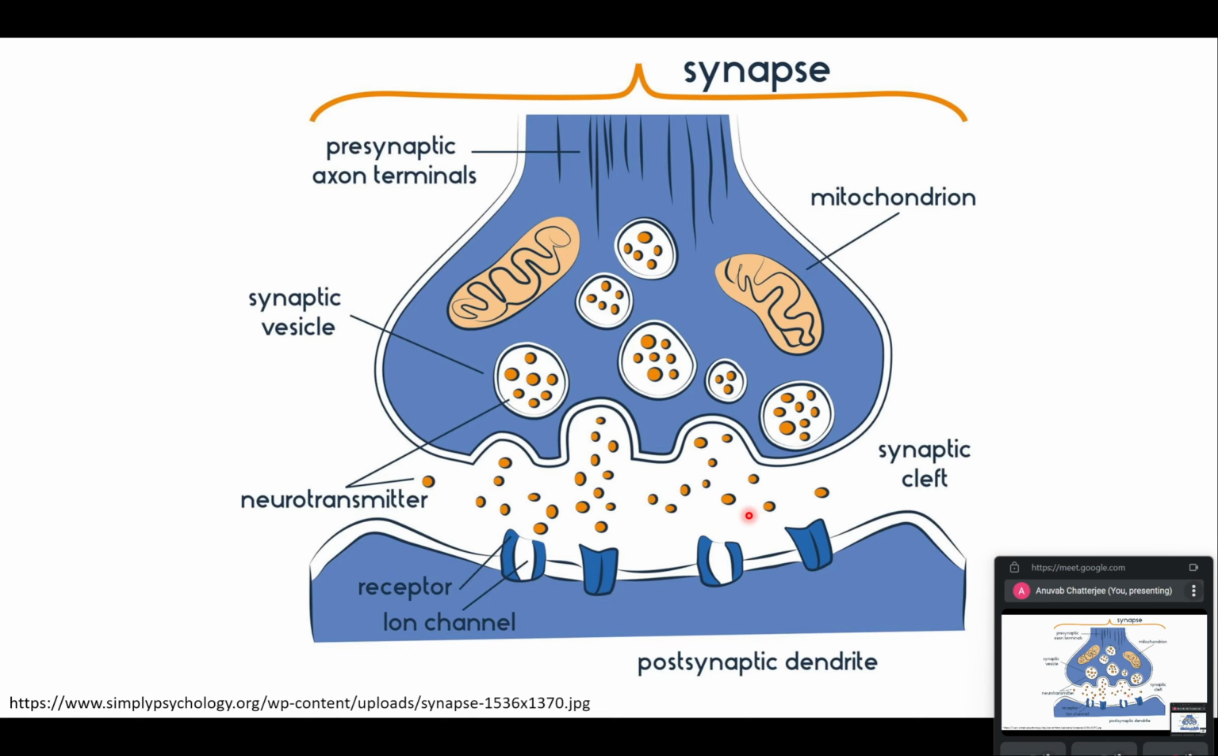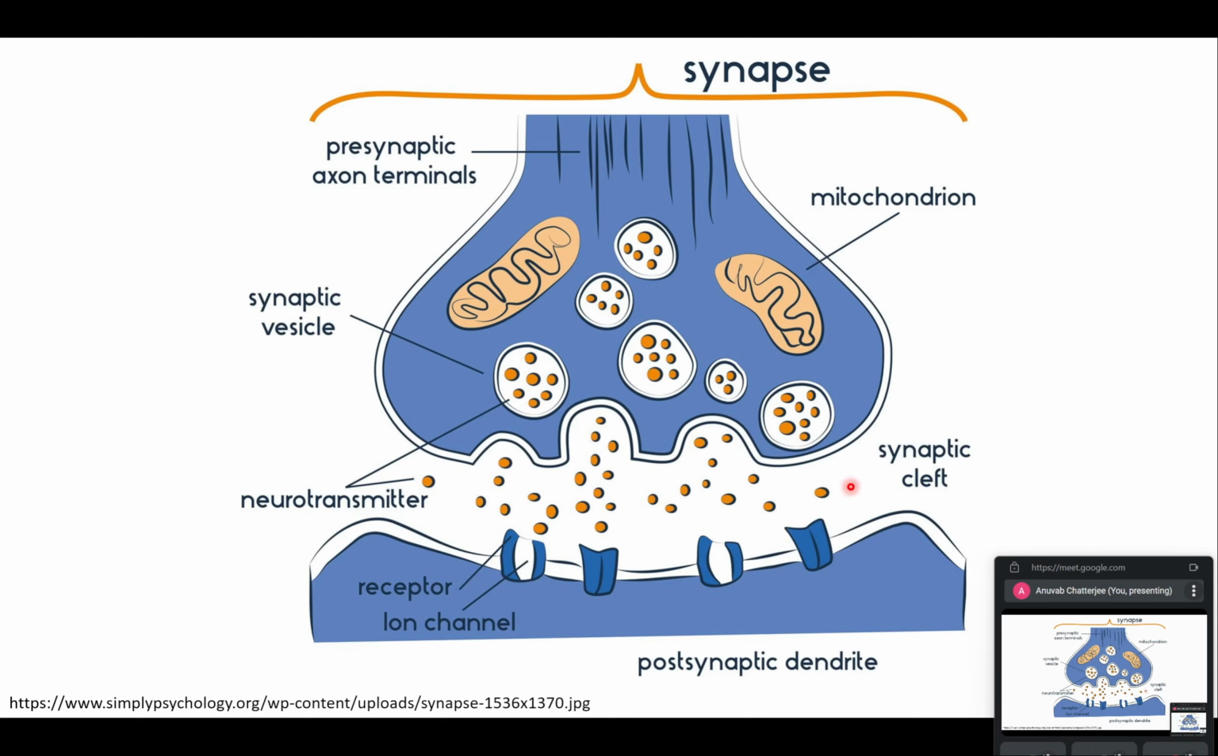But what happens at the end of the axon? Once the signal reaches the end of the axon, a different kind of activity is observed. The ends of the axons actually connect to the ends of the dendrites of the next neuron. So here we have one axon's end, and here we have the dendrite of the next neuron. This entire thing is known as the synapse, and there is a gap between both known as the synaptic cleft.